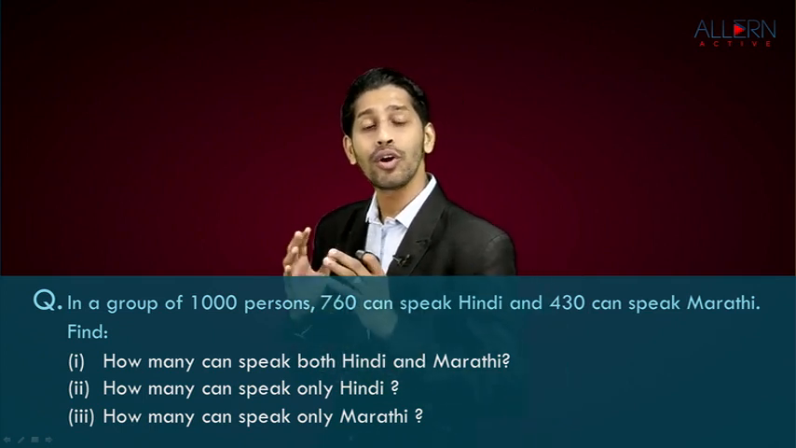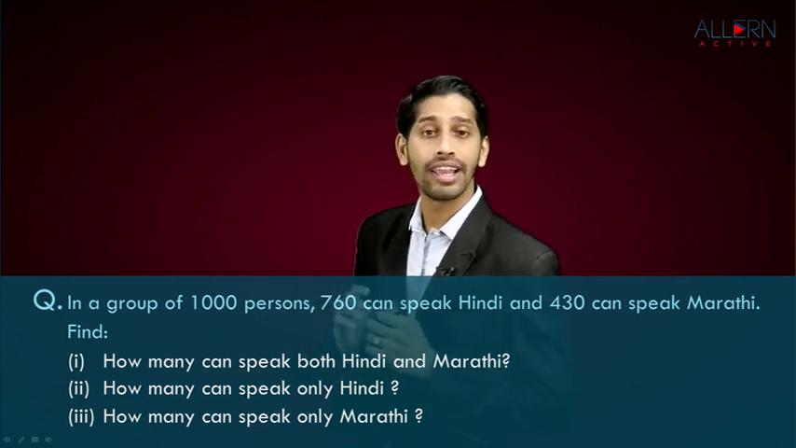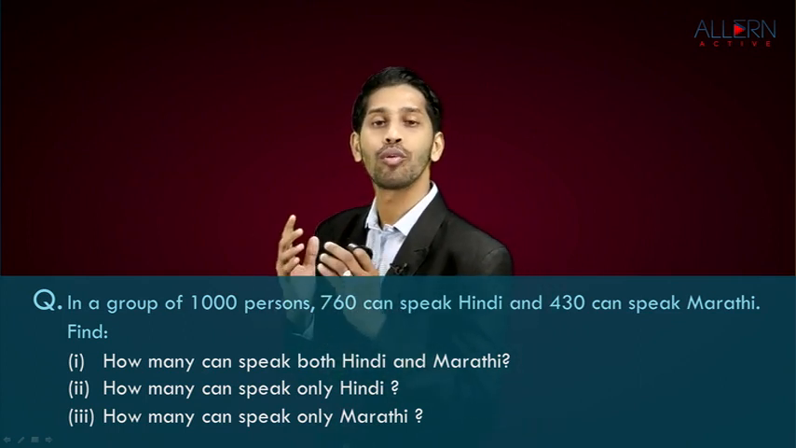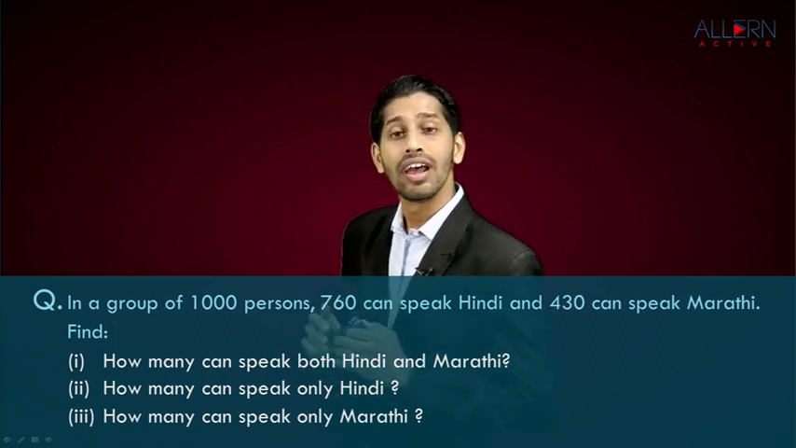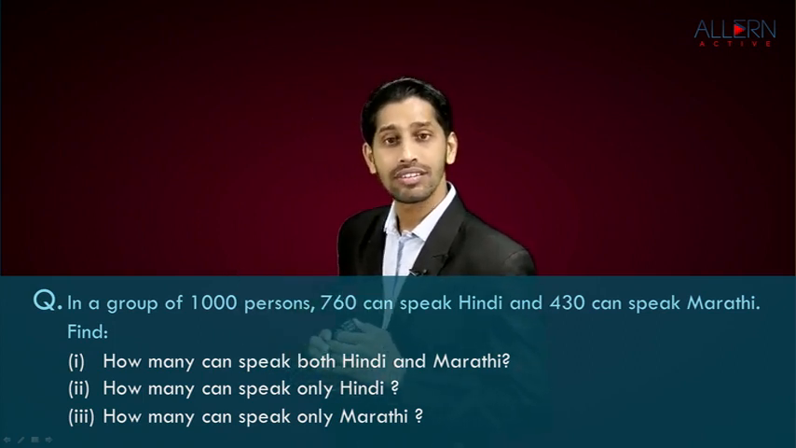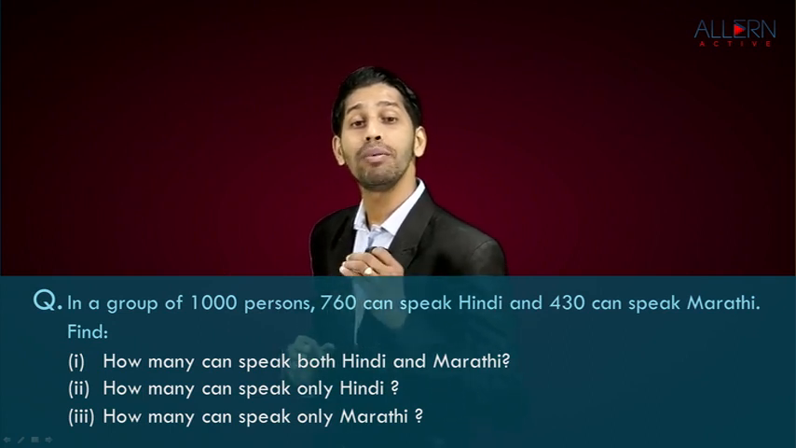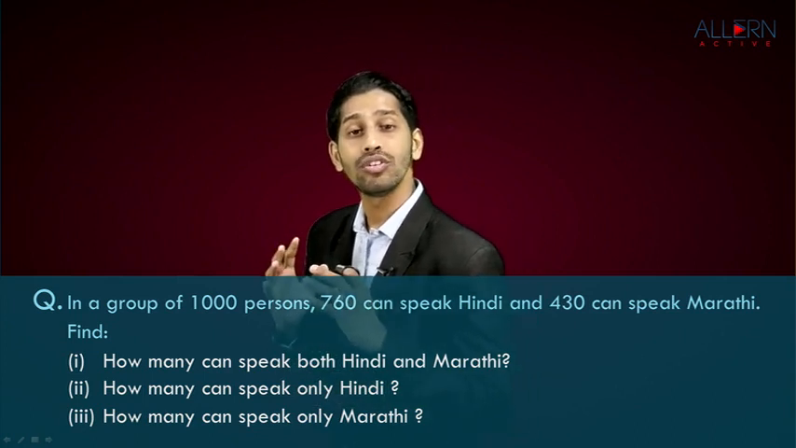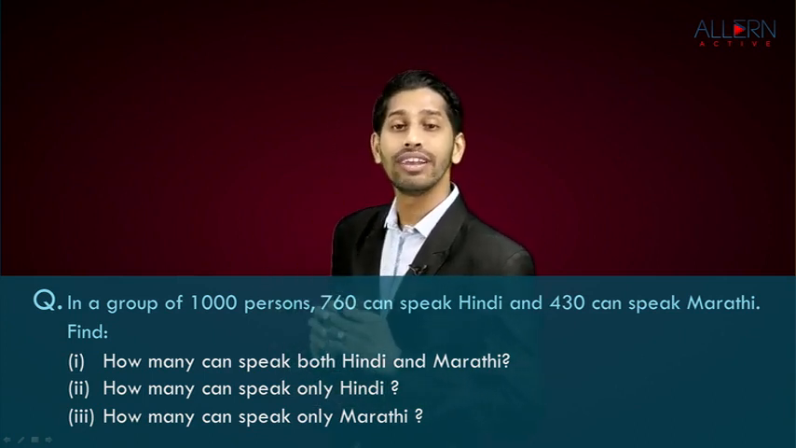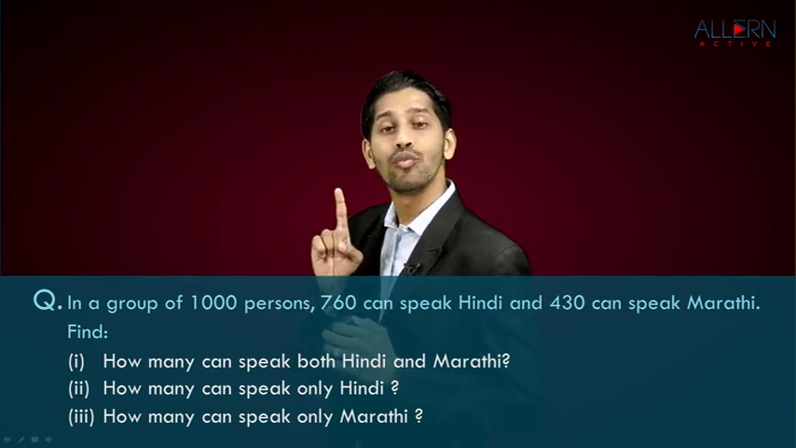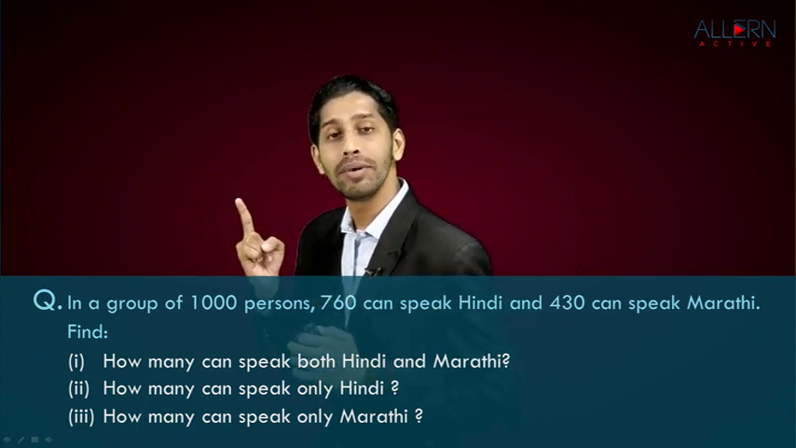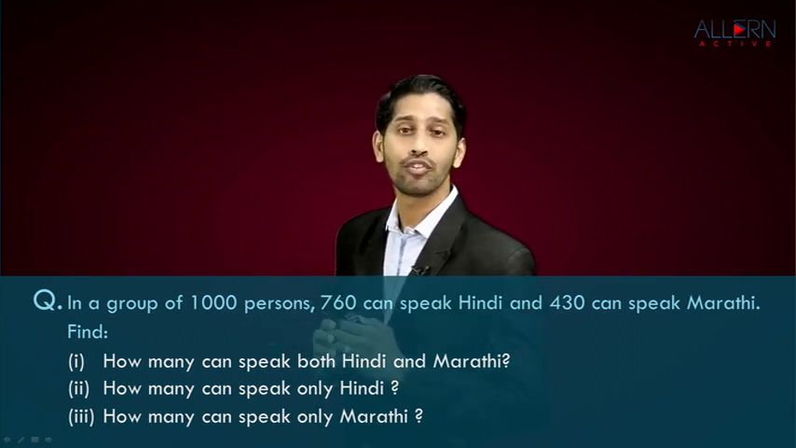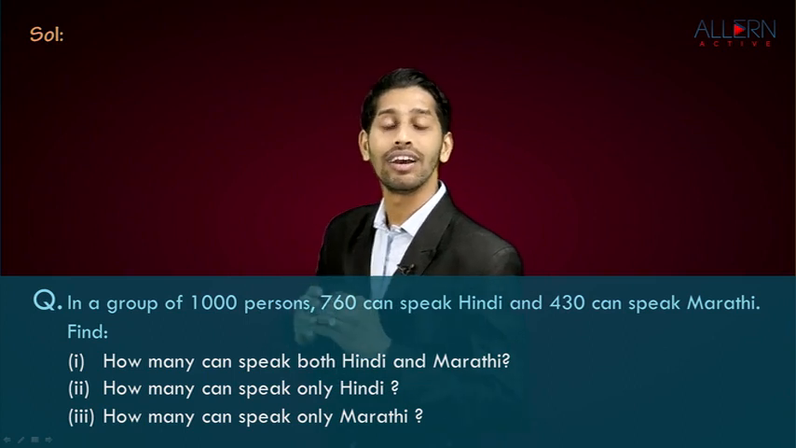So child, in order to solve this sum, again we can have two methods. Either we can solve by Venn diagram or we can solve by formula. Let's apply formula over here. It says that in a group of 1000 persons, 760 can speak Hindi and 430 can speak Marathi. That means in this question, it says about two languages, that is Hindi and Marathi. So we'll represent Hindi with one alphabet and Marathi with another alphabet. We can use any two alphabets of our choice. So let's start this sum with the assumption.